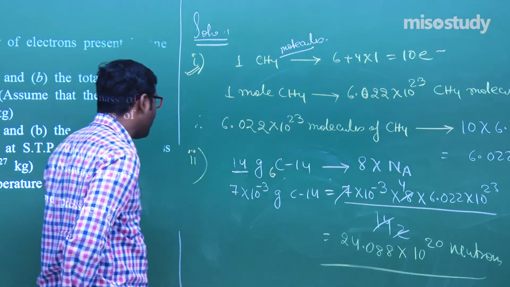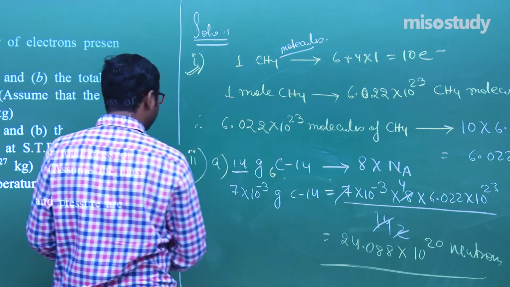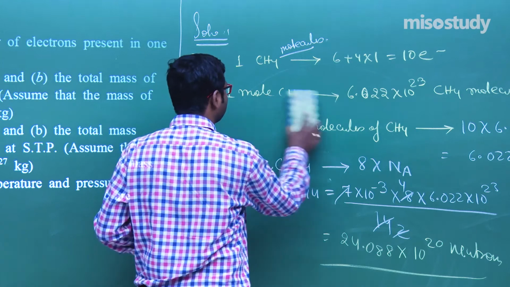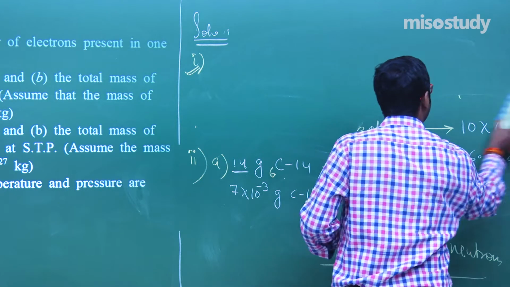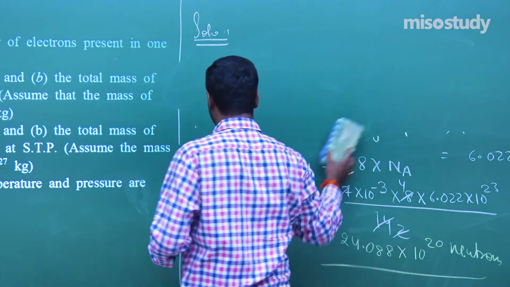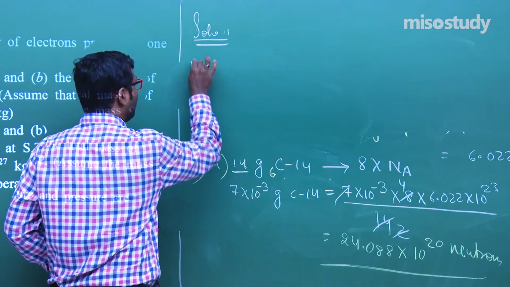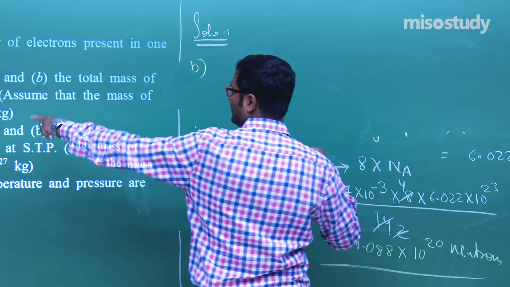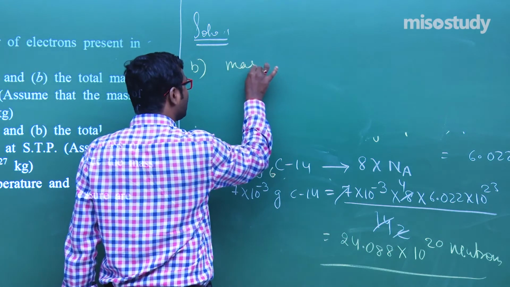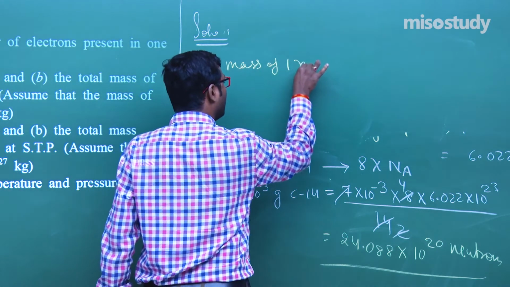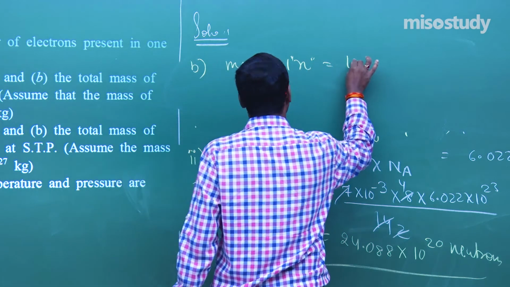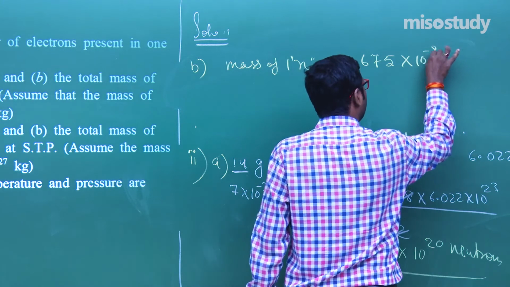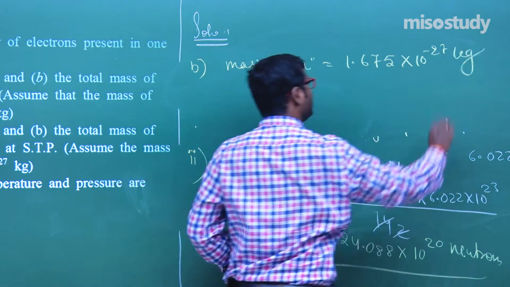Now this is the first part. What is the second part? Look at here. Now you have to find the mass. Find the mass of those neutrons. It is very simple. We know the mass of a neutron, given here. Mass of one neutron is equal to 1.675 into 10 to the power minus 27 kg.